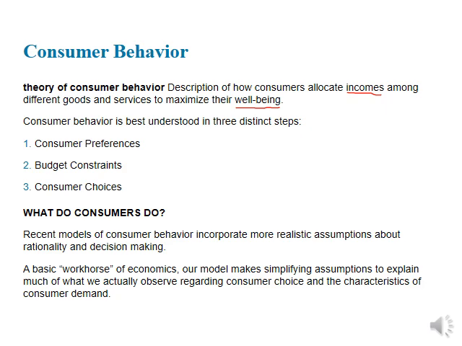To get to that point, it's helpful to divide consumer behavior into three different steps: preferences, budget, and choice. So what do we as consumers do? We make choices based not only on our tastes and preferences, but also what's available to us because of the price of goods and how much money we have.